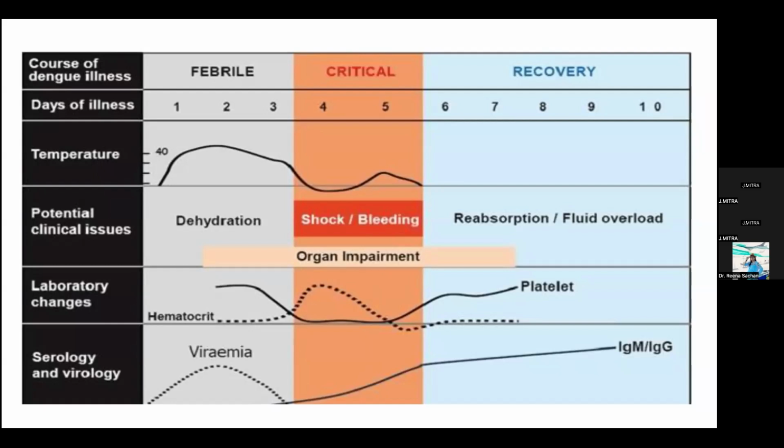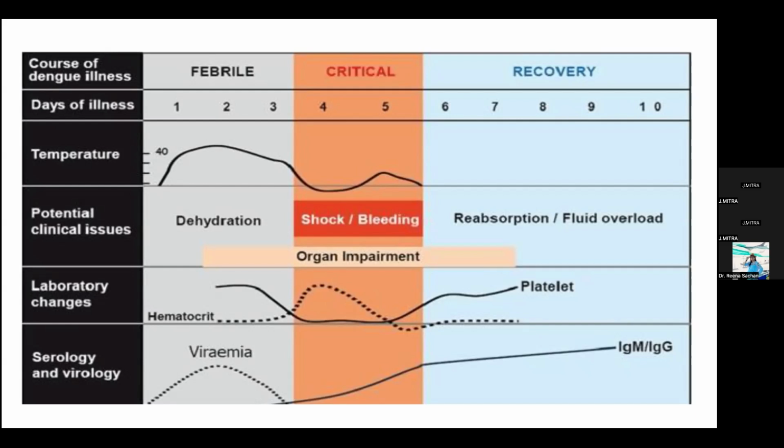Being microbiologists, we are here more concerned with the laboratory changes, where we can see that hematocrit in the febrile phase starts rising slowly, and by the start of the critical phase, the hematocrit value has risen, and the platelet count keeps falling from normal to even less than 10,000, where platelet transfusion is needed. Or if the patient is having any bleeding tendency, then platelet transfusion is required. Then coming to serology and virology, in the febrile phase, viremia is there.